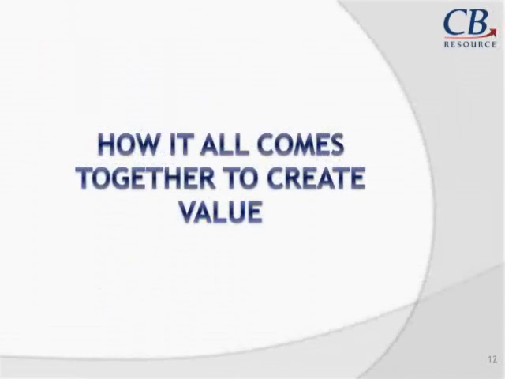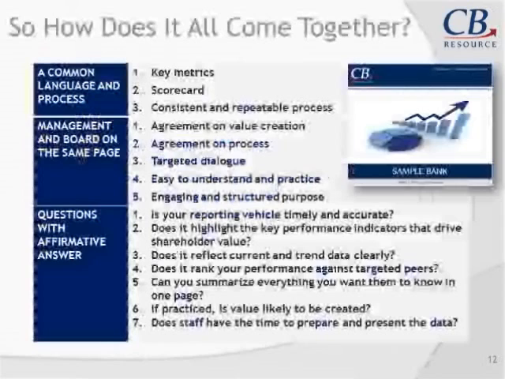I know we covered those quick steps pretty quickly, but we started off by saying, how do we communicate with our boards in terms of discussing performance? And I did the leap of faith of moving it to a value discussion. Well, it's pretty straightforward with this process. Number 1, you end up with a common language and process. You've identified key metrics, you've developed your scorecard, and you have a consistent, repeatable process to implement.